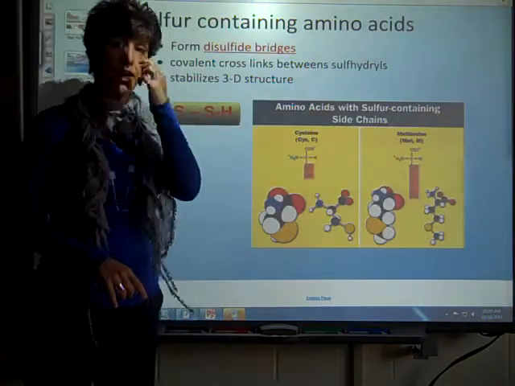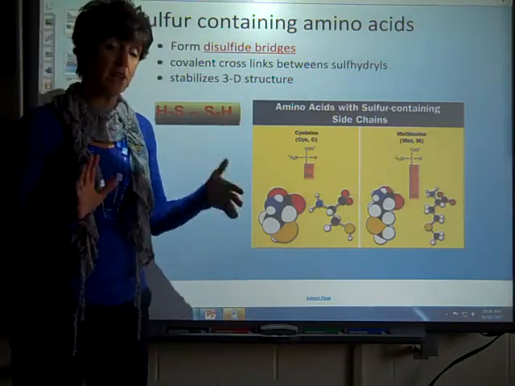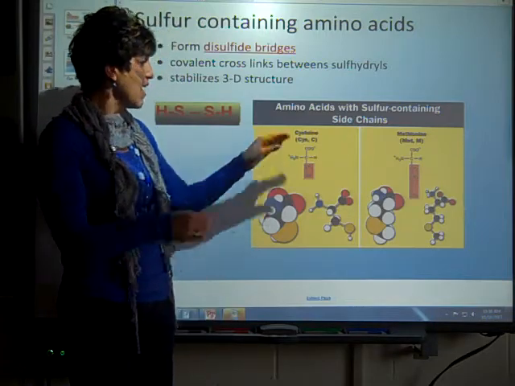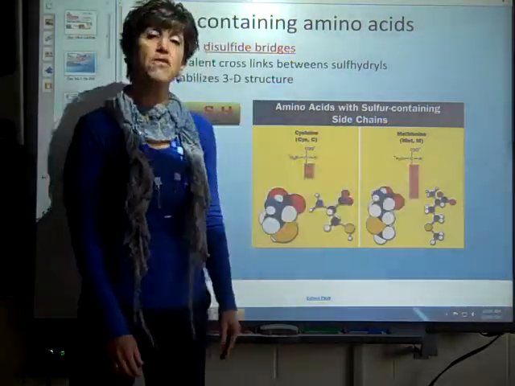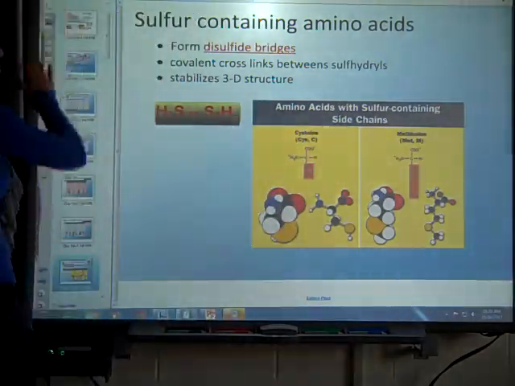If it has sulfur in its side chain, it is going to be important later on. We're going to talk about disulfide bridges, so two sulfurs coming together to form a connection. There are two amino acids that have sulfur in them, and they will have unique properties because of that sulfur.